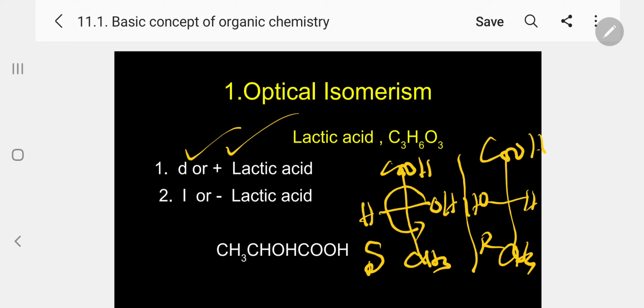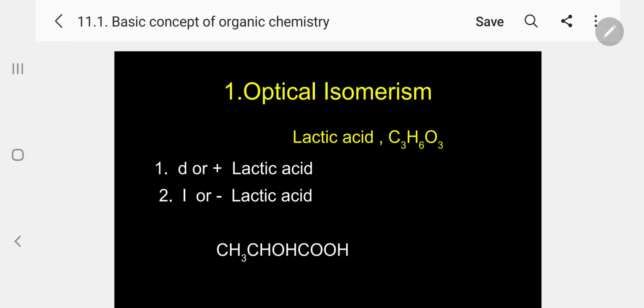For this same molecule, lactic acid, I am writing two different configurations. In the first case, H is on the left side and OH on the right side. In the second case, OH is on the left side and H is on the right side. So they are different configurations. When you measure, one is rotating clockwise and the other is rotating anti-clockwise. This is an example of lactic acid optical isomerism.